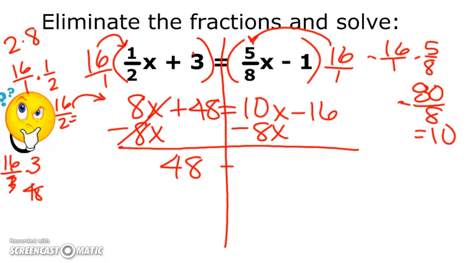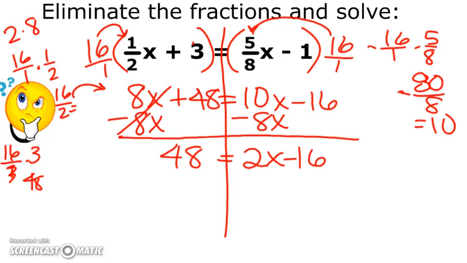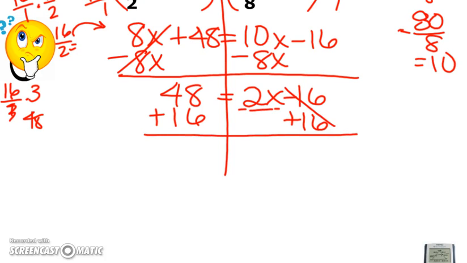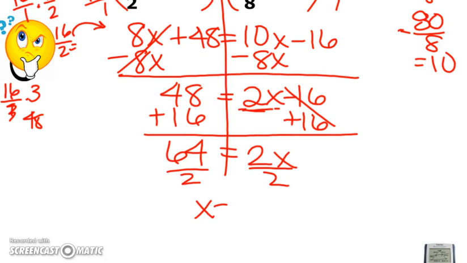I'm left with 48 equals 2x minus 16. Remember, my main goal is to isolate this variable. So the opposite of negative 16 is a positive 16. Those cancel. I'm left with 2x here and 64 on this side. Divide by 2, so x equals 32.